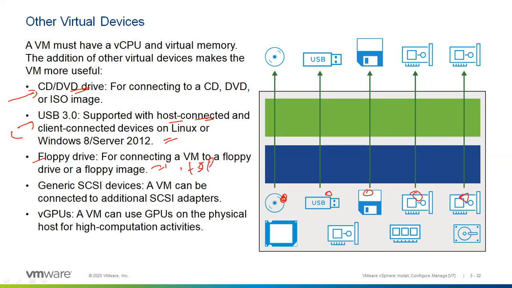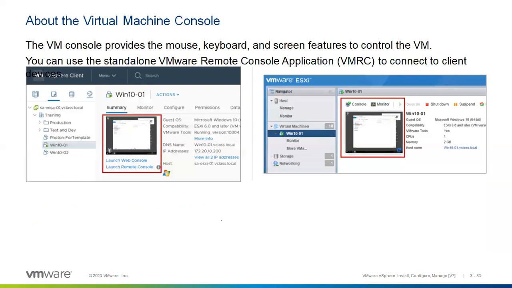So these are the .flp files that we need to map with the floppy drive, and it will be presented as a floppy drive in my virtual machine, but normally people don't use it. iSCSI, for the iSCSI adapter. vGPU, like if in case we are using GPU graphics processing units in your physical server, then we can assign the vGPUs to the virtual machine, especially for applications which require higher graphics.